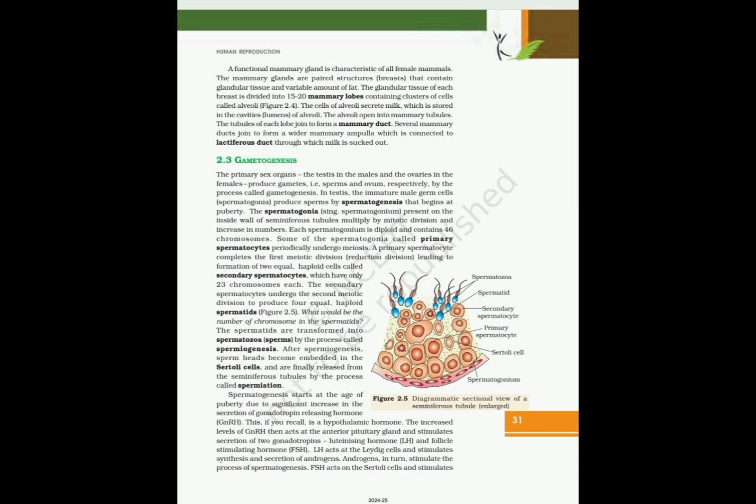A functional mammary gland is characteristic of all female mammals. Mammary glands are paired structures that contain glandular tissue and a variable amount of fat. The glandular tissue of each breast is divided into 15 to 20 mammary lobes containing clusters of cells called alveoli. The cells of alveoli secrete milk, which is stored in the cavities, lumens of alveoli.